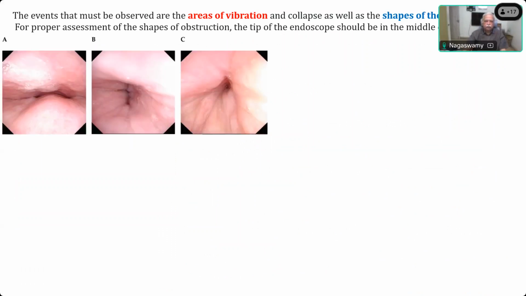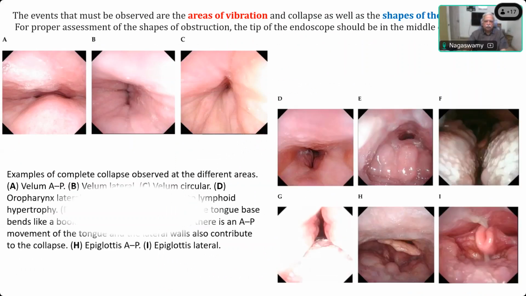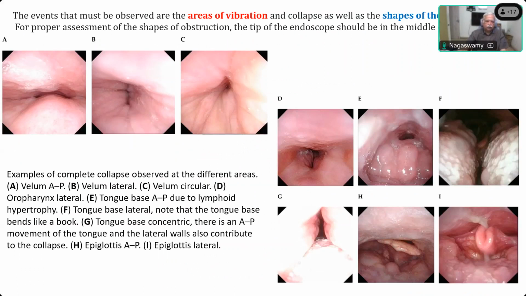So these are all the pictures of how they will look. This is another picture. Here it is all given how it looks. In the examples of complete collapse observed at different areas, picture A shows the anteroposterior velum, that is the soft palate. Velum means soft palate. There is an anteroposterior collapse. And once you rotate, this is the lateral view, how it looks. And this is the circular view of the soft palate. So it collapses like this in these three different positions.